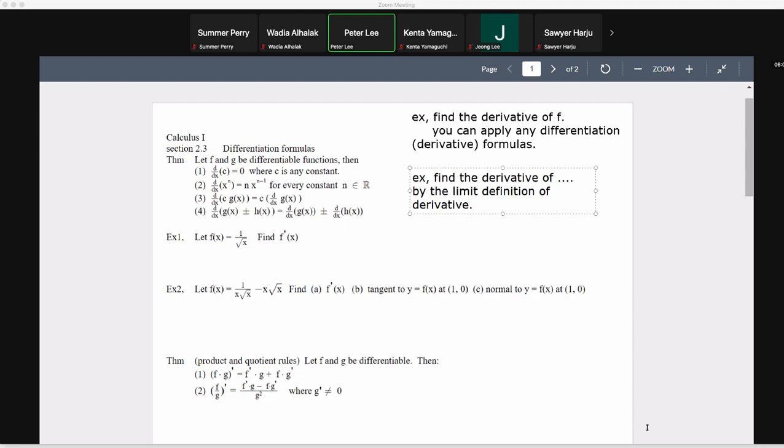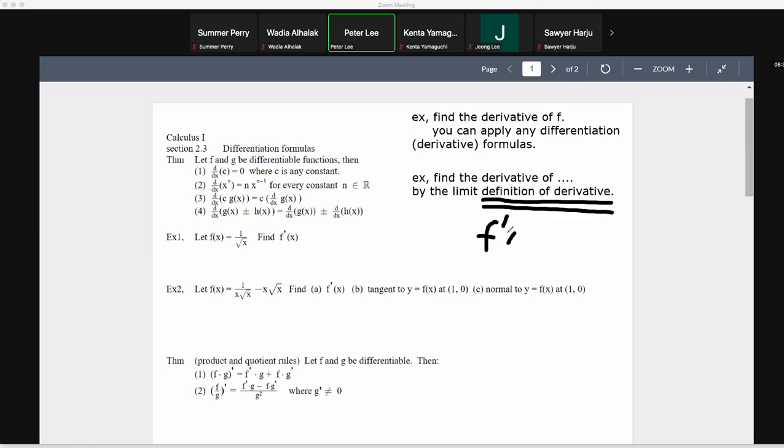If I ask you this, then in this case, what do we have to do? If I give the question this way, find the derivative of so and so by the limit definition of derivative, and you see this term right here. The term you'll see is by the limit definition, by the definition of derivative. When I ask you to find a derivative by definition of derivative, that means now we have to apply the definition. So what is that definition?